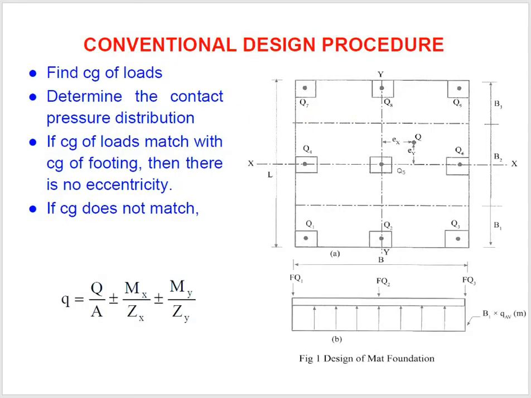Next is the conventional design procedure, how you can design a raft foundation. So if you have column loads on the raft foundation, these are the columns. You have a raft, the building loads are coming onto these columns, and what you do is you find the total load, and from that you must find the CG of the loads. You find the total of all the loads, add all the loads, and find the contact pressure distribution.